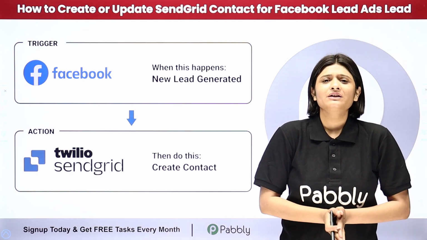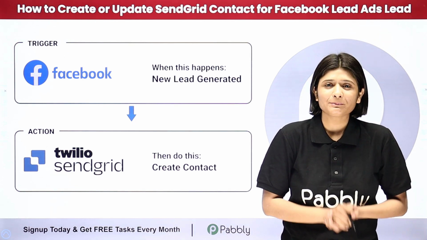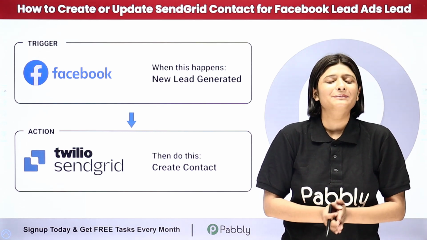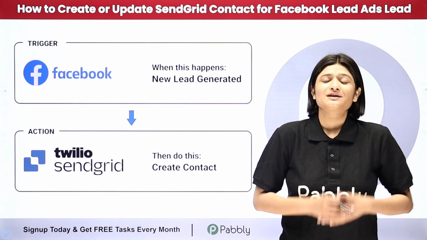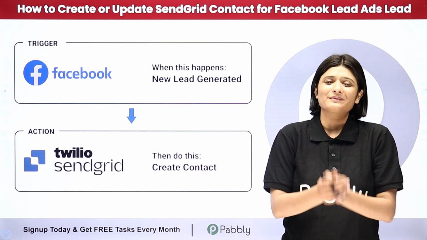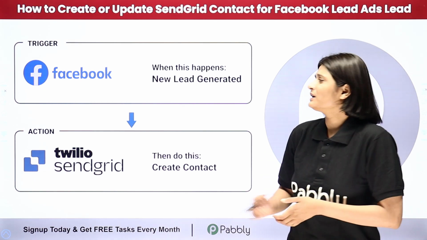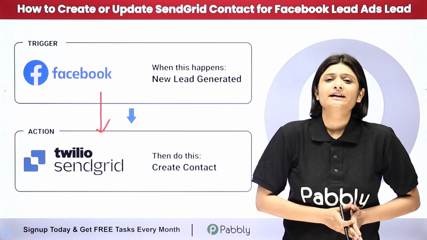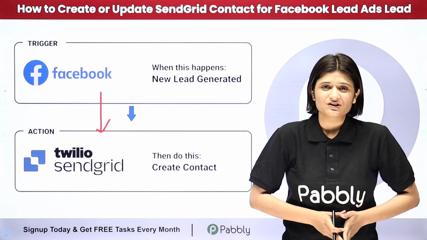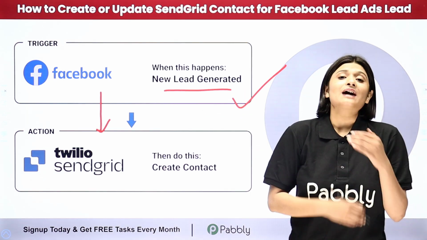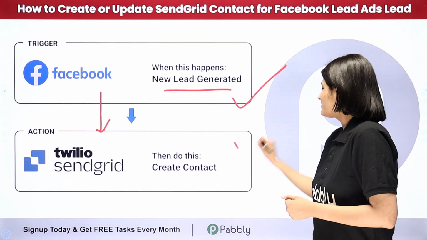Now doing this manually will be a very time consuming task, so I am completely going to automate this process, and to do this automation I am going to use Pabbly Connect. Pabbly Connect is an amazing automation and integration software which requires no coding or programming skills. Here I just need to build a connection between Facebook lead ads and SendGrid. With the help of Pabbly Connect, I am going to build this connection in such a way that whenever I receive a new lead in my Facebook lead ads, a contact will be automatically created in my SendGrid account.